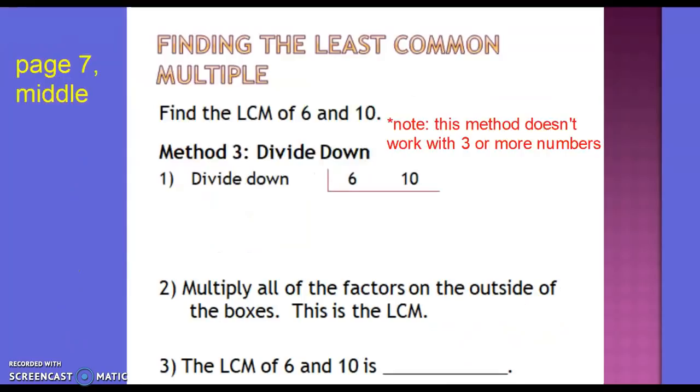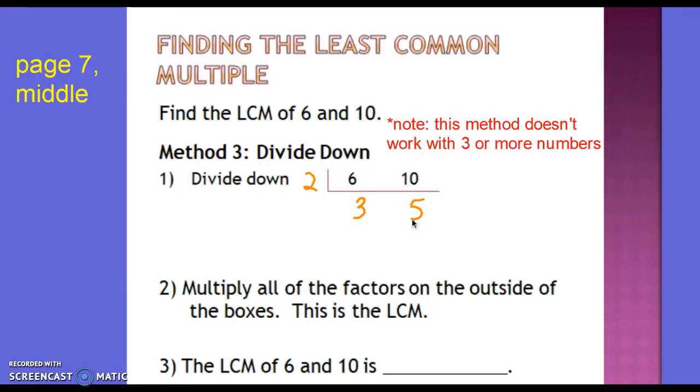Method number 3 is similar to the divide down, where you write down the two numbers and you divide out anything that you have. So between 6 and 10 we have a 2 in common. 6 divided by 2 is 3. 10 divided by 2 is 5. Remember, with greatest common factor, our answer was the number 2 on the outside.